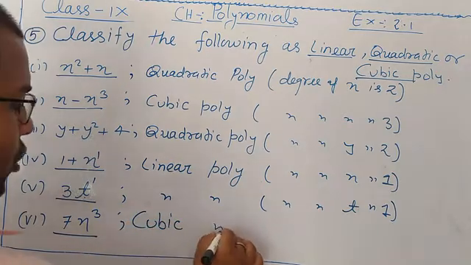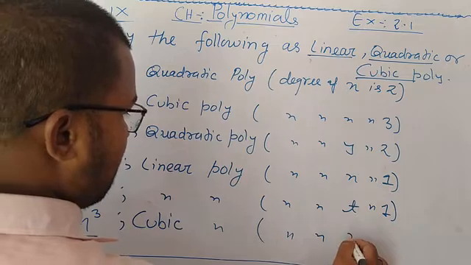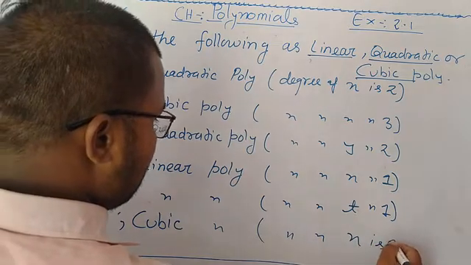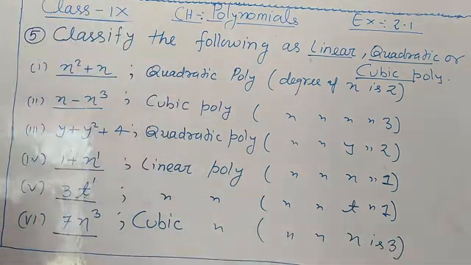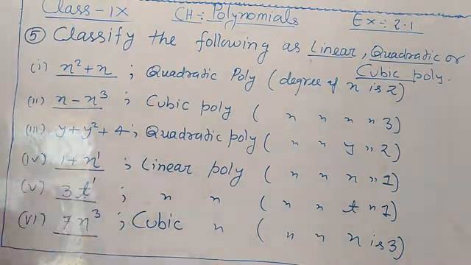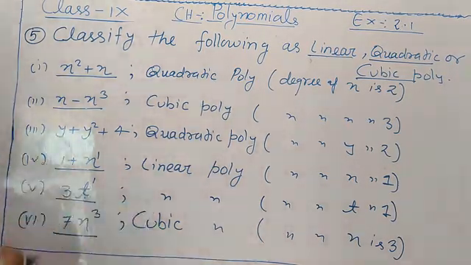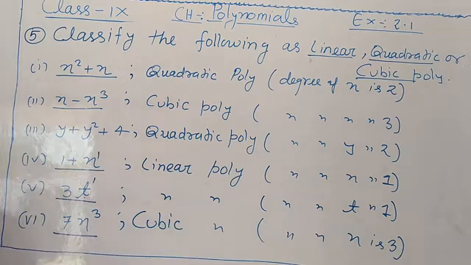Cubic polynomials. The degree of x is 3. Okay student, write each and every question. Exercise 2.1, the first exercise, is complete. In the next video we will define zeros of a polynomial related to exercise 2.1. Okay student, write that.